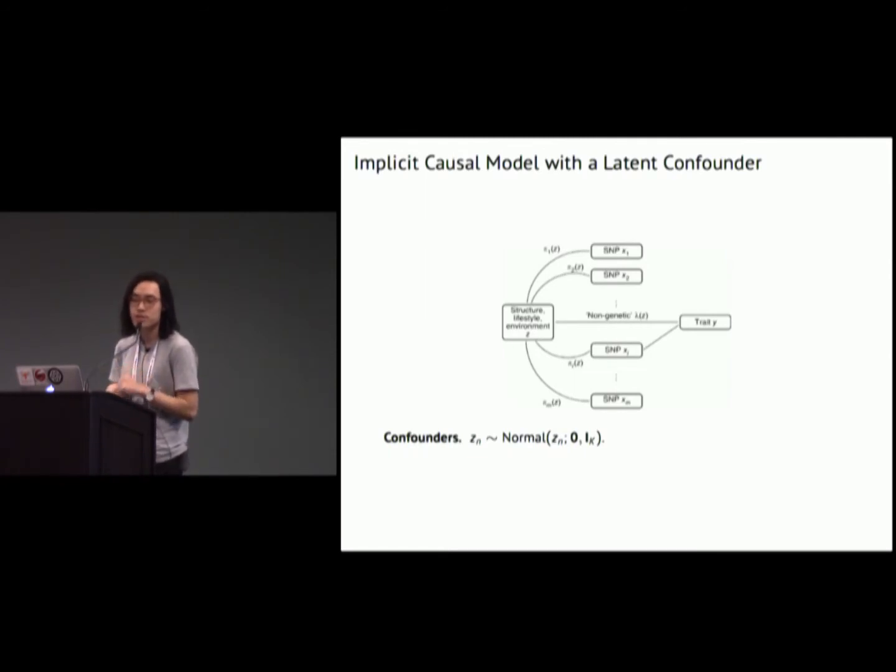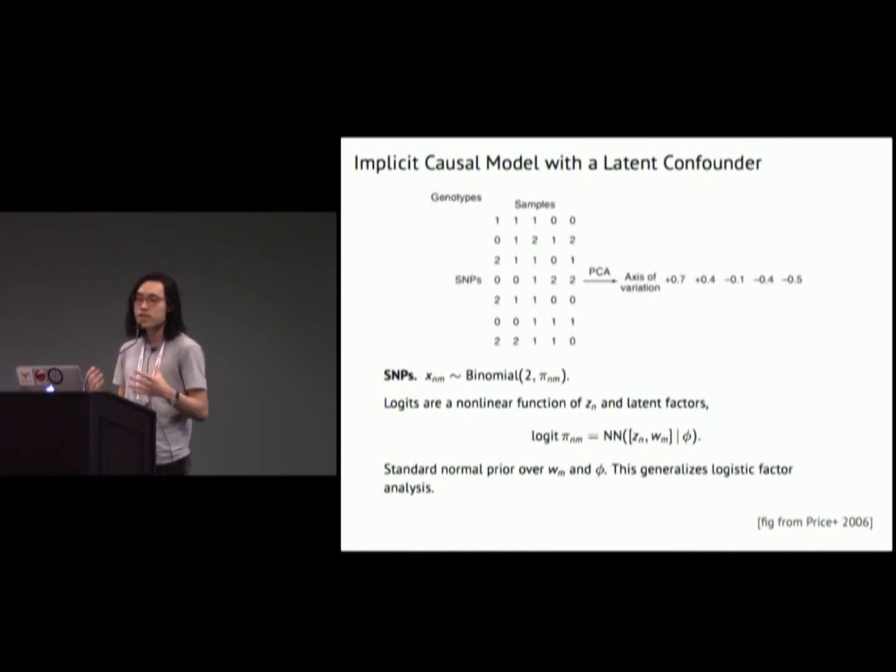For the confounders, we're just going to say that the z comes from a standard normal distribution. And there is some latent dimension k that we set as a hyperparameter in the algorithm. For the SNPs, this is a little more interesting. Essentially, in the data set, we have this huge matrix of n by m, the number of individuals by the millions of genetic factors, and we'd like to posit some generative process for that.